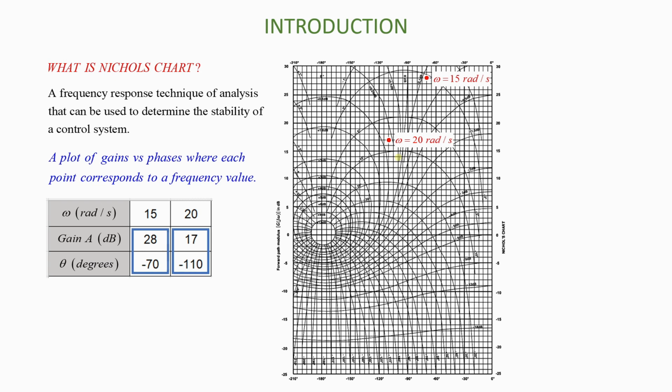Now, if we connect those 2 points with a line like that, this line is what we refer to as the open loop gain versus phase curve. This is the open loop gain versus phase curve. Sometimes they may even refer to it just as the open loop gain curve. But it is also called Nichols plot. So if you come across the expression Nichols plot, do not be alarmed. You know it is just that curve that joins all of those points, as I just demonstrated to you now.